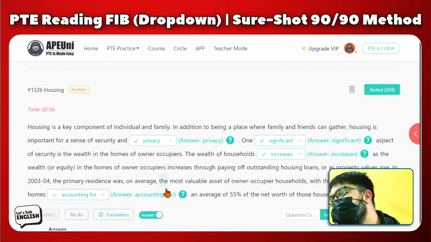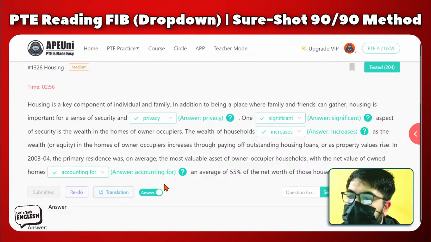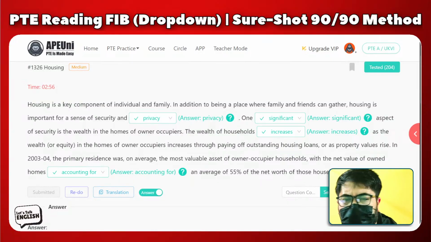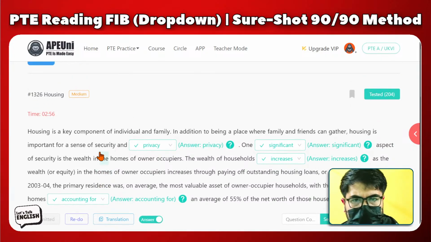A lot of candidates now ask a question: Kshitij, how many minutes should we spend on each reading, fill in the blanks, drop down or drag and drop question? My answer is very simple. It's just a plain 2 minutes. Now, I'll tell you why. I'll tell you with proper calculation.